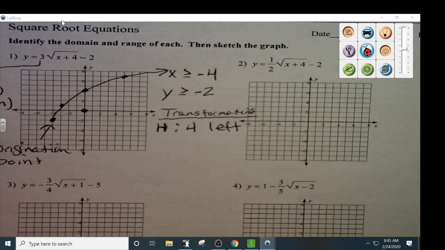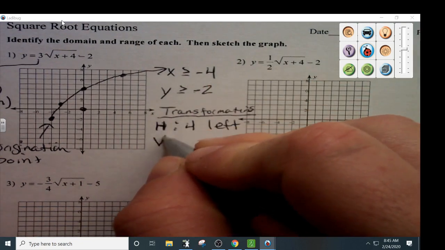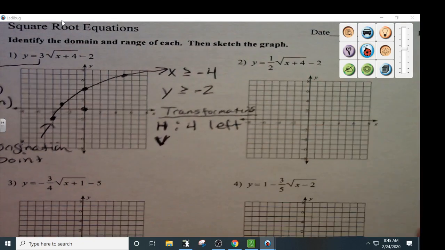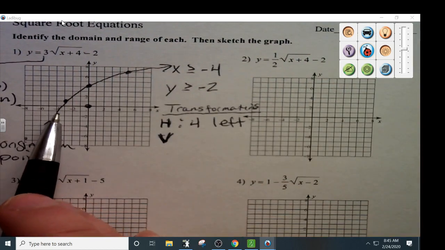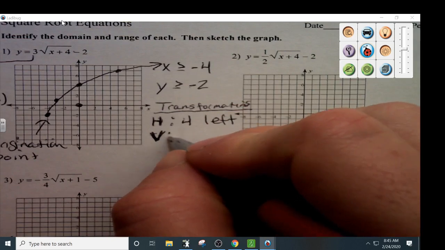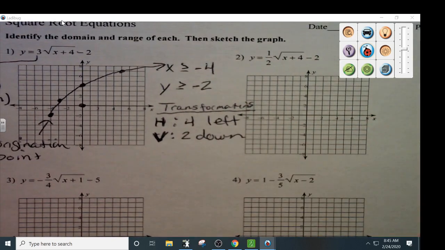Transformations are really easy because once you get your origination point, you just go from 0 to 0, and that's your transformation. Now what does V stand for, guys? Vertical. Now my vertical is -2, right? So I'm gonna go 2 down.